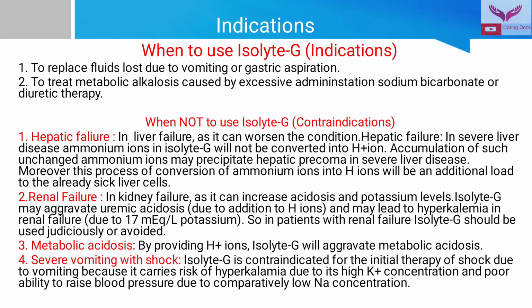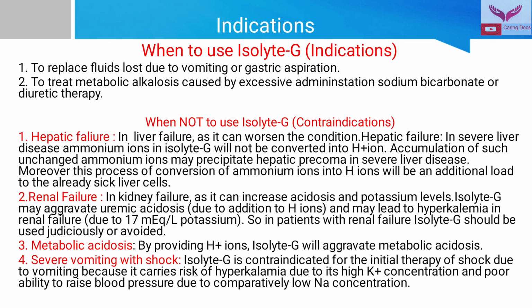Various contraindications for its use, or the conditions where we should avoid Isolyte G, are severe hepatic failure, because in liver failure it will further worsen the liver failure, because the ammonium ions in the Isolyte G will not be converted to hydrogen ion when there is hepatic failure. So accumulation of such unchanged ammonium ions may precipitate the hepatic precoma in severe liver disease. Moreover, this process of conversion of ammonium ions into hydrogen ion will be an additional load to the already sick liver cells.